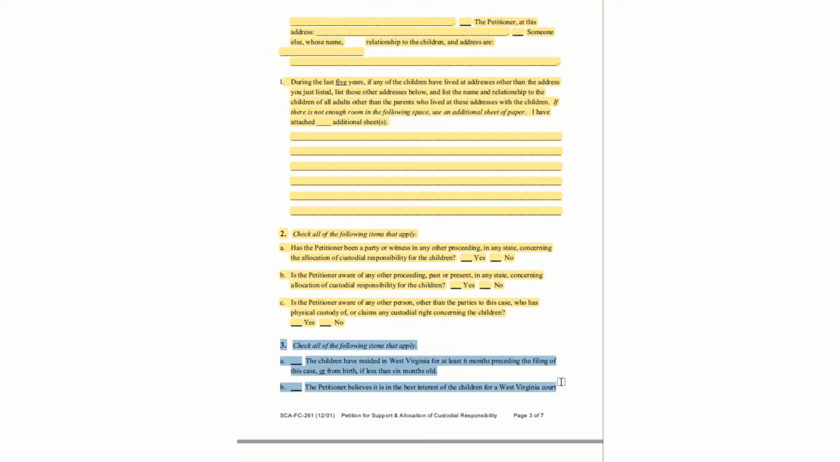Question 3 starts to get into questions about whether West Virginia is the right place or the state that has jurisdiction over the children and deciding custody for them. If the child's lived in West Virginia for the past 6 months, then West Virginia is typically determined as the home state. If that's the case, then you would mark A here, or B asks questions about whether there's witnesses and information that would be most relevant to the case in West Virginia. So if that's the case, you would mark B here.